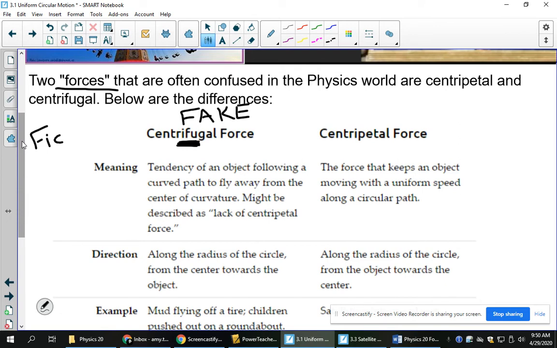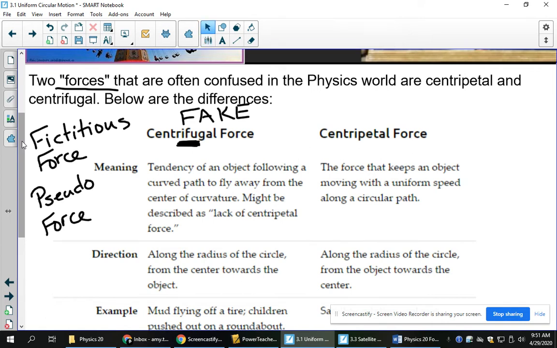So another way that we can think about this, it's a fake force. You can also call it a fictitious force. Or if you start doing some reading on the internet, you'll also come across the term pseudo force. All of these just mean fake force. Centrifugal force is not real. It's what people feel, but the physics of what actually is occurring in terms of a force is centripetal force. So the one with the P is the real force.